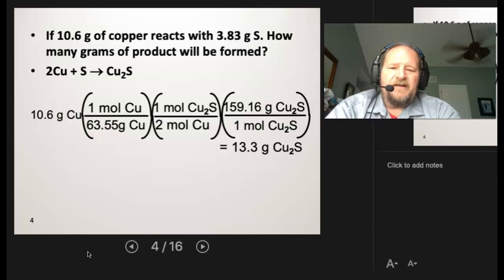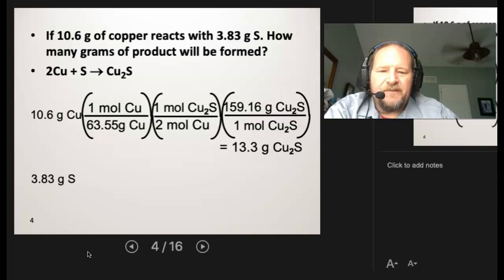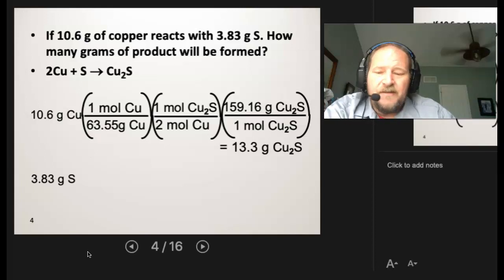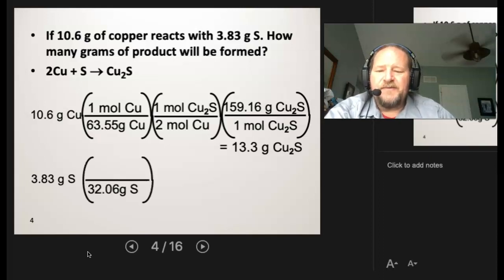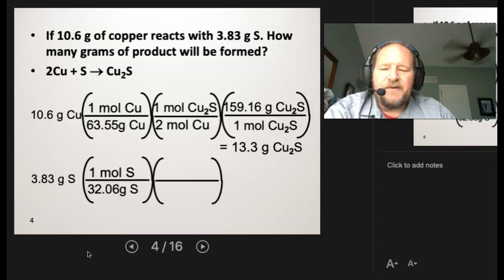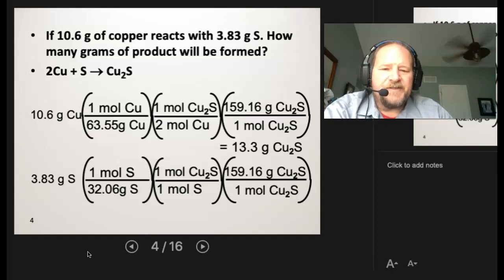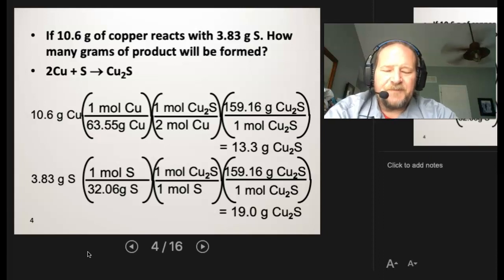So what we figured out so far is that if we use just the 10.6 grams and we had an unlimited amount of sulfur, we would make 13.3 grams of product. Next, I'm going to do just the opposite. I'm going to start with the 3.83 grams of sulfur, and I'm going to assume that I have unlimited amount of copper. So now, based on the sulfur, it's going to be 32.06 grams for every mole of sulfur, coming from the periodic table again. Then we're going to use the balanced chemical equation, and we see that it's going to be 1 to 1. So for every 1 mole of sulfur, we'll make 1 mole of product. Our last step here is going to look exactly the same because we want to look for the same product. And so that's going to be 159.16 grams for every mole of product. Now when I run these through my calculator, it gives me 19 grams of copper product.